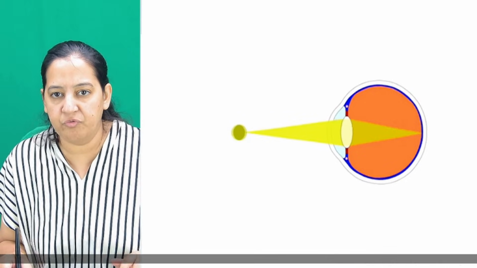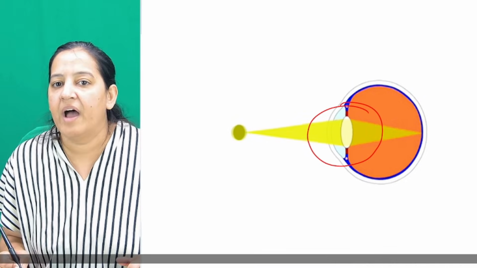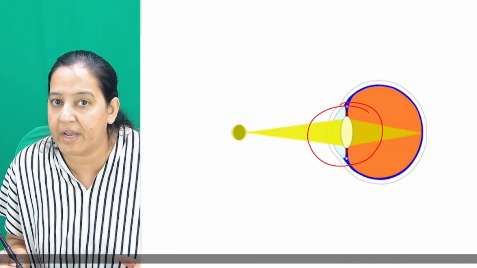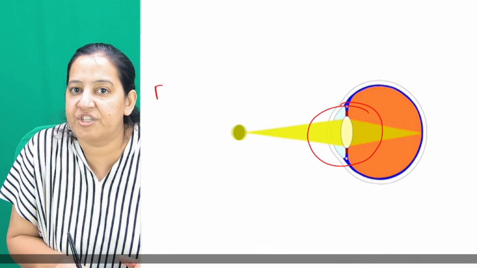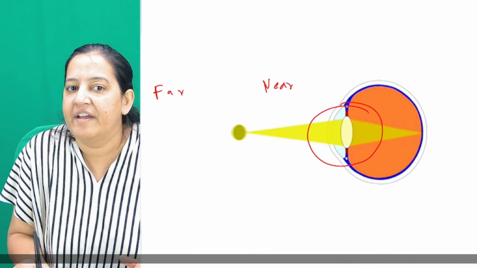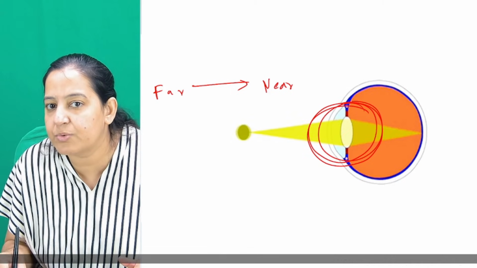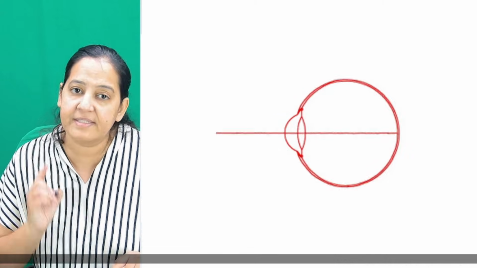I want you to focus on this area of the video. I want you to focus on the change in the shape of the lens during accommodation when the object is shifting from far to near. When the object is shifting from far to near, appreciate this change in this video. You will realize this is accommodation.